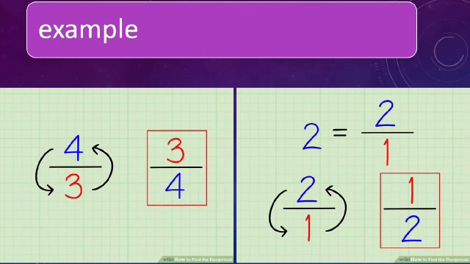See example, if we have to change 4 by 3, what we will have to do? We have to change the numerator into denominator and denominator into numerator. So the answer is 3 by 4. See here, whole number. If we have to take the reciprocal of a whole number, we have to write 1 in the denominator first and then flip the numerator and denominator, and we get the result 1 by 2.